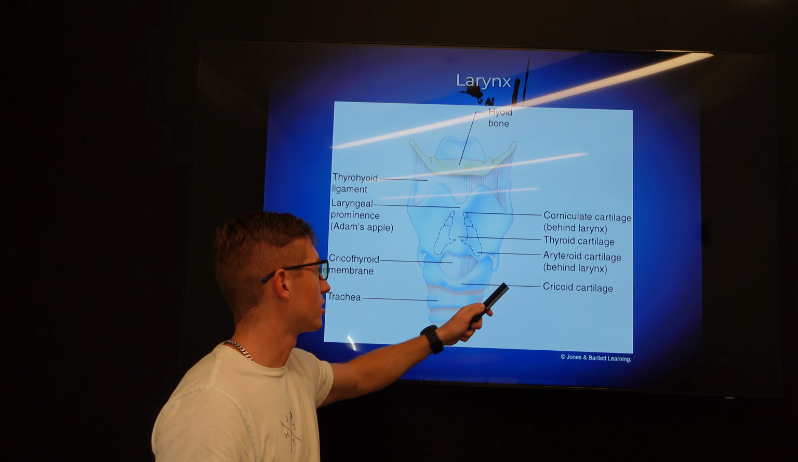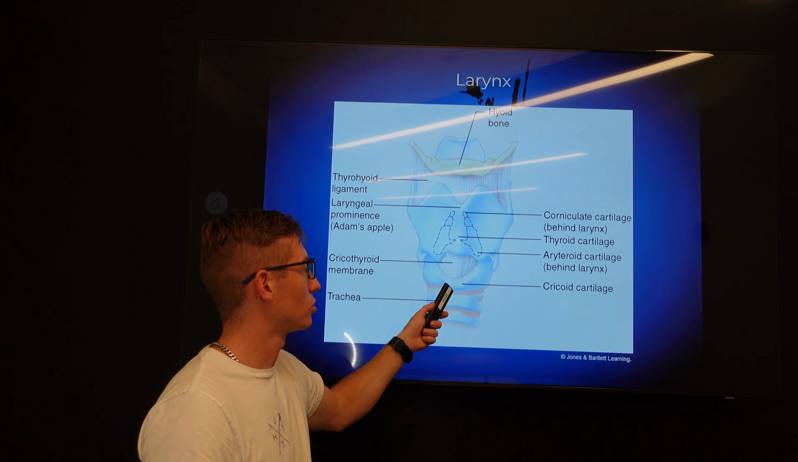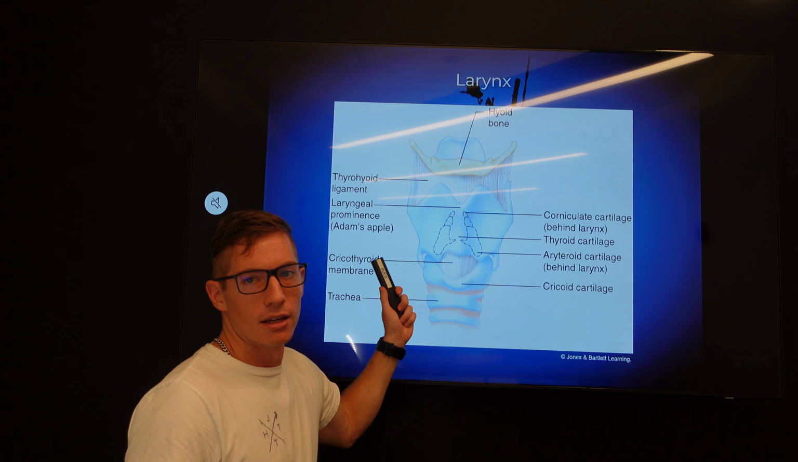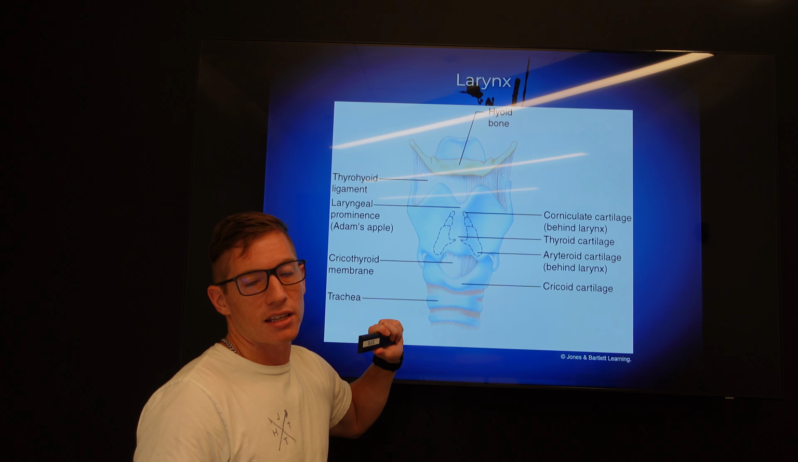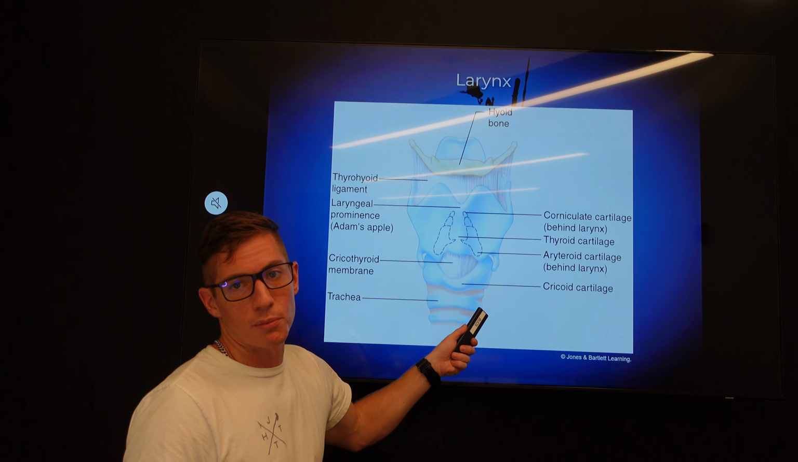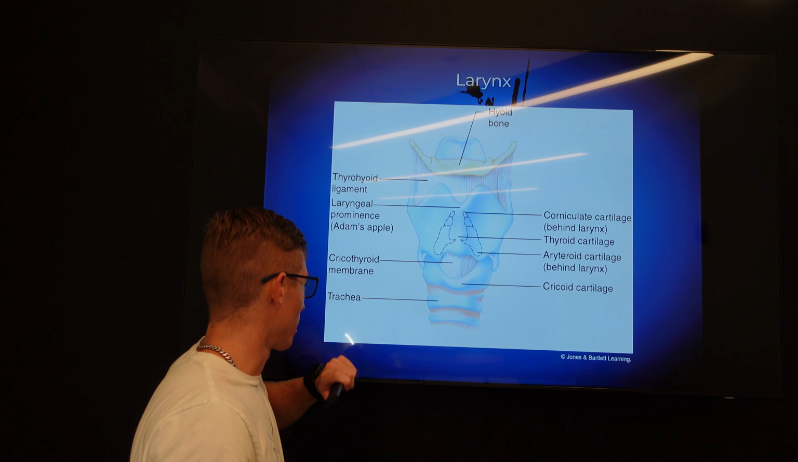And you have your cricoid cartilage right here. It's harder than skin and membrane, but softer than bone. Then your trachea.